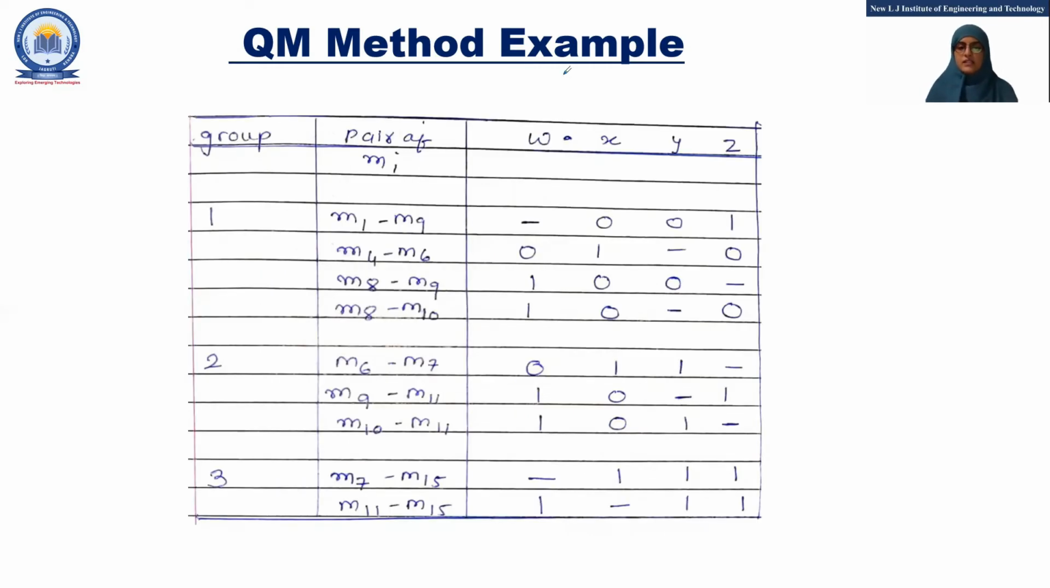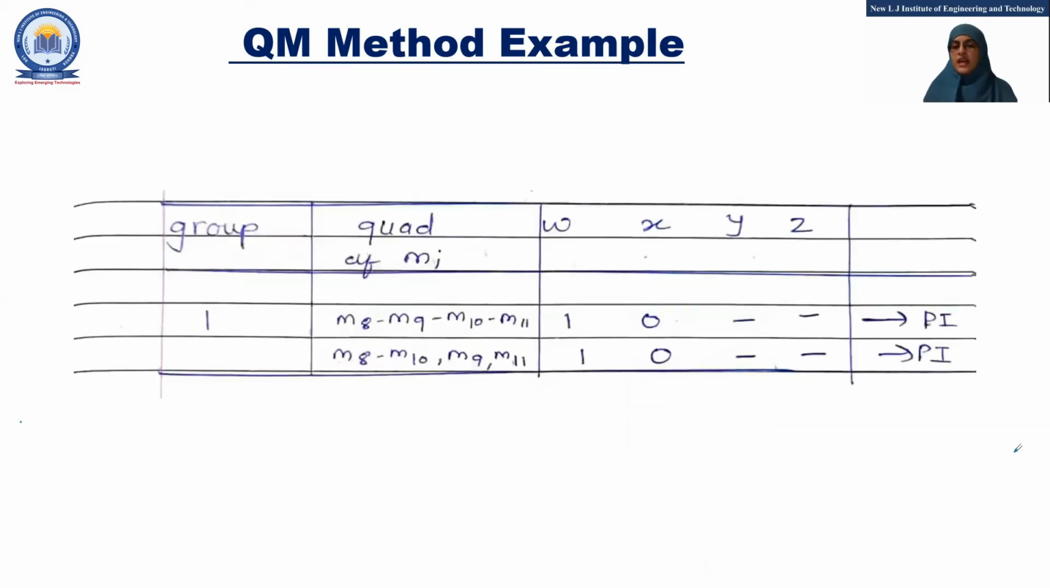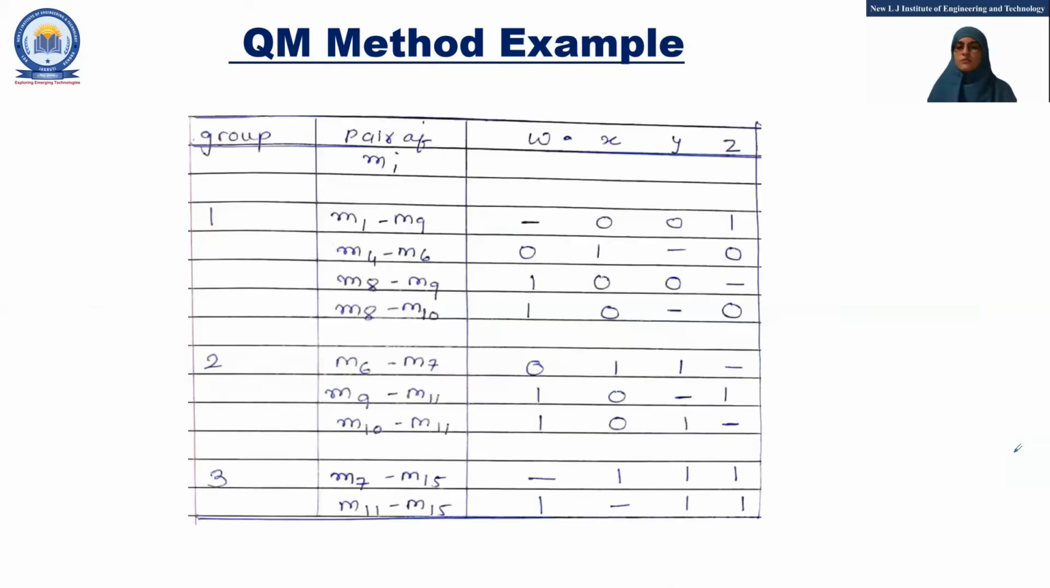Next step is again to compare group 1 and group 2, group 2 and group 3. So we have to compare each term from group 1 with group 2. Here we notice that M8, M9, M10 and M11 include one bit change, which is the Y bit, and M8, M10, M9 and M11 include one bit change, which is the Z bit. Now we have to mark all the terms which are covered in the next table.